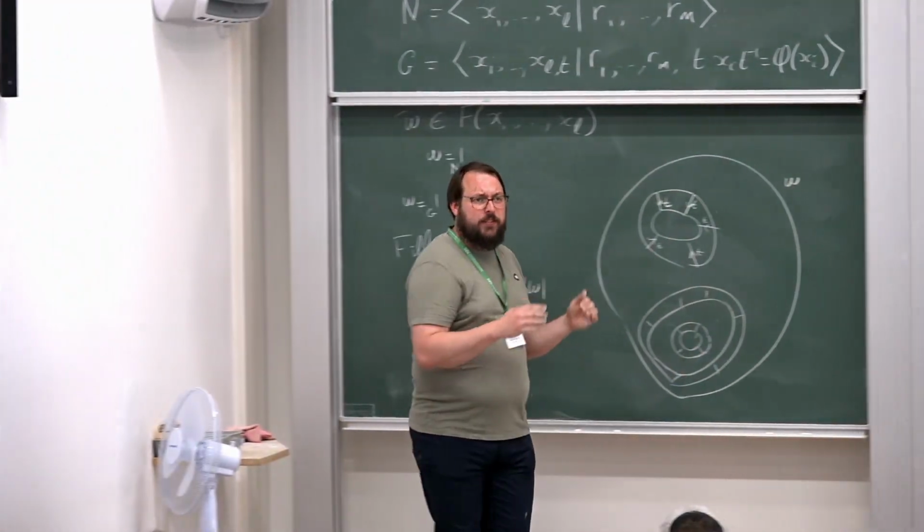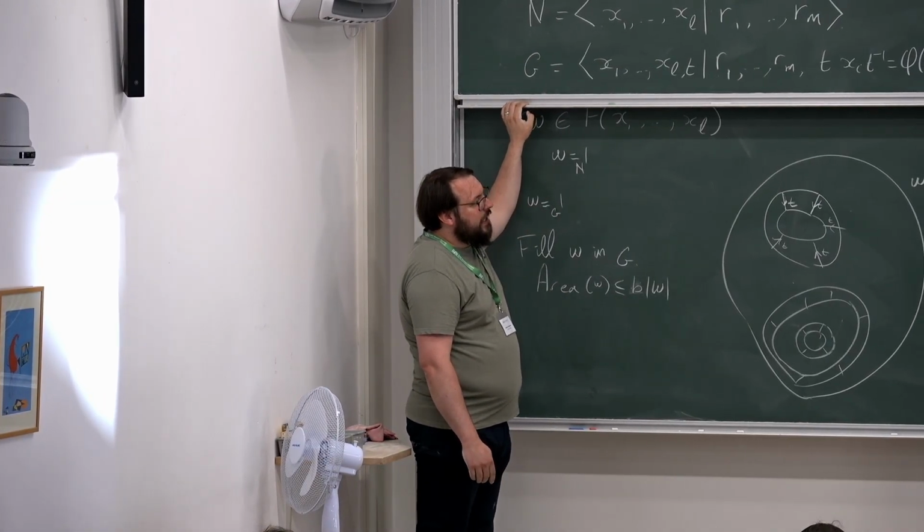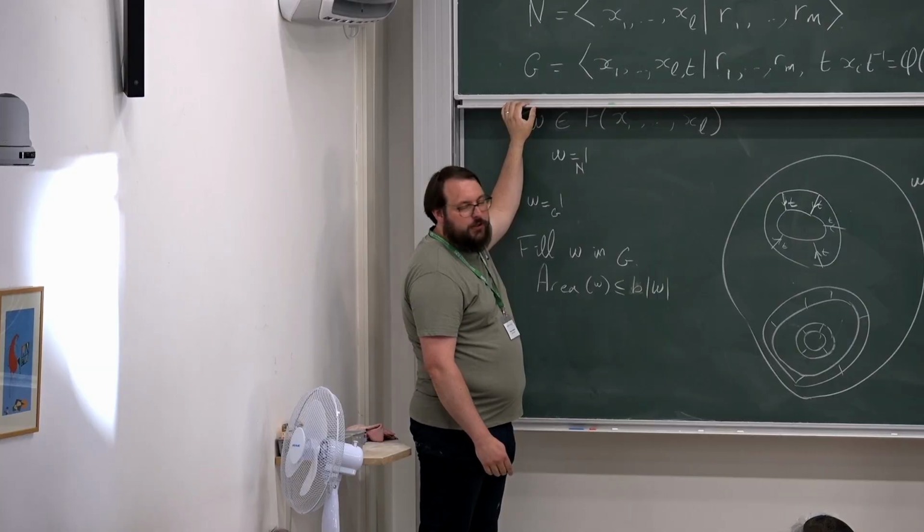If we just go back to step one, step one is get a presentation for g, or get a presentation for n and use that to get a presentation for g. We don't know how to do that.